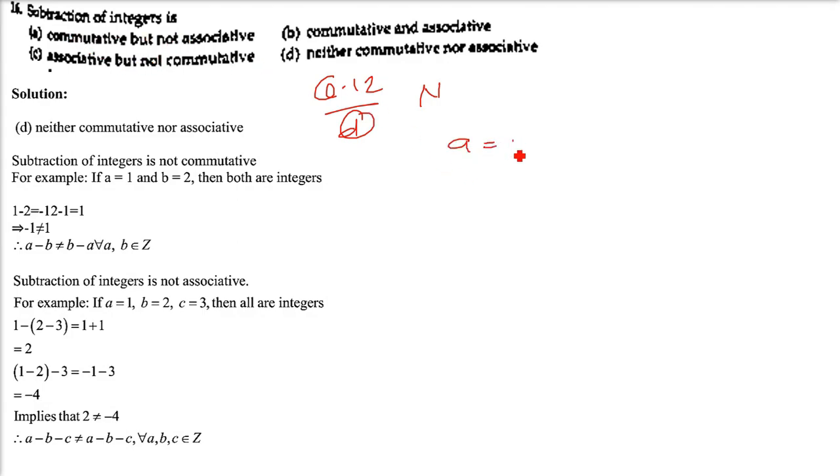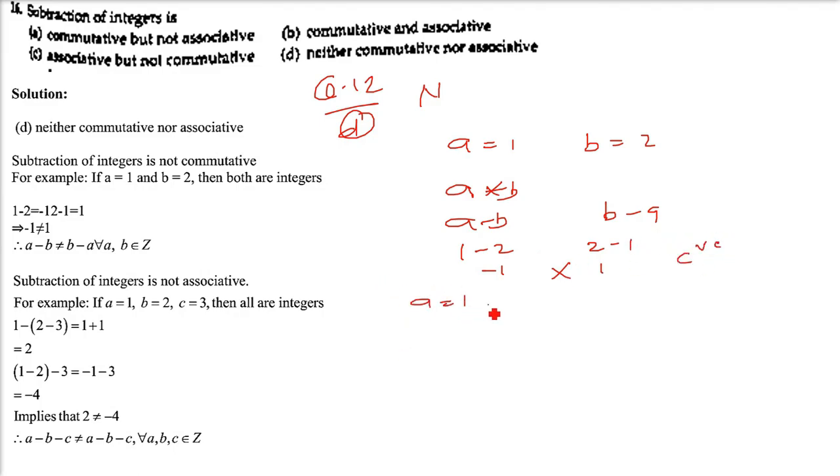So a equals 1, b equals 2, I am taking integers, to check whether it is commutative or not. This is on subtraction, so you don't have to use star, just use a minus b and b minus a, whether they are equal or not. 1 minus 2 and 2 minus 1: one is negative 1, one is 1, so they are not equal. So it is not commutative.